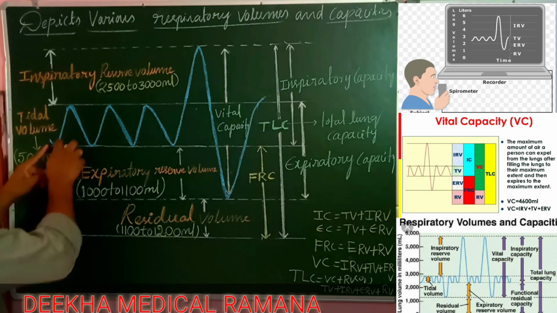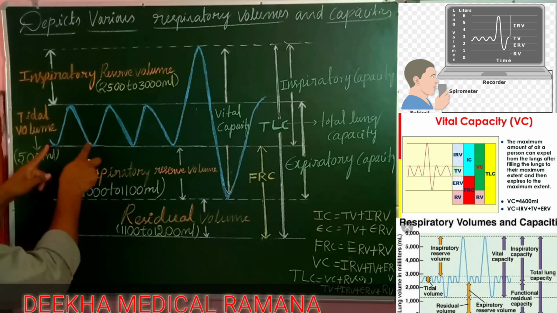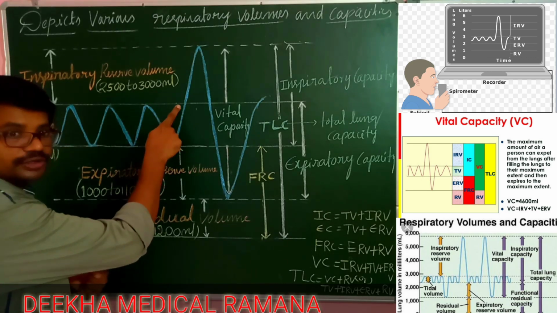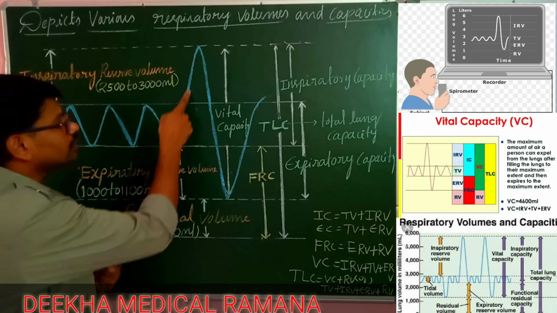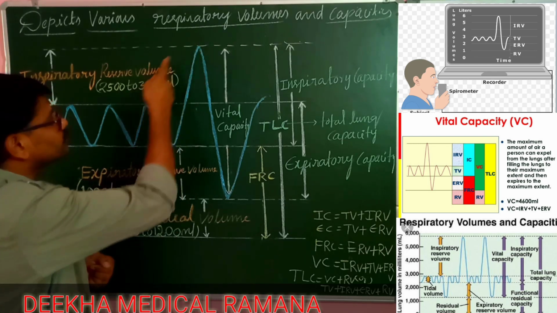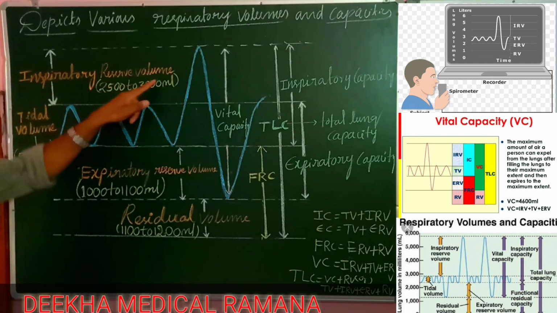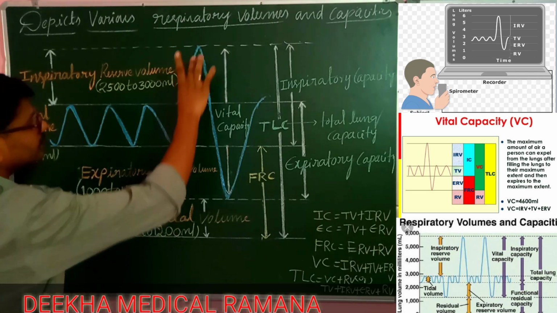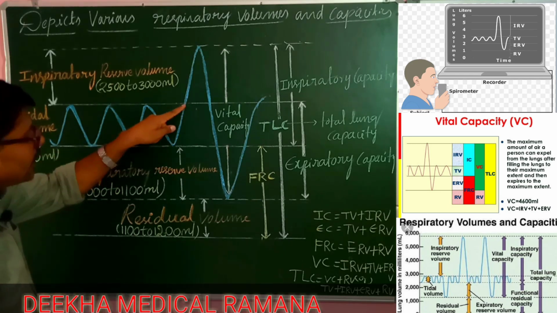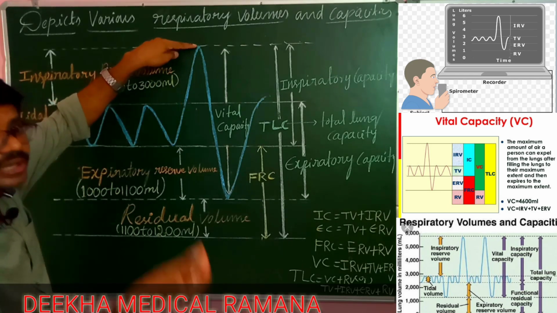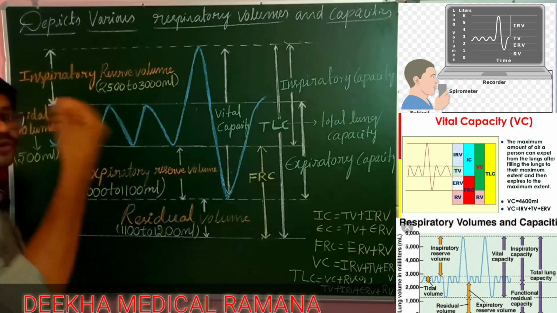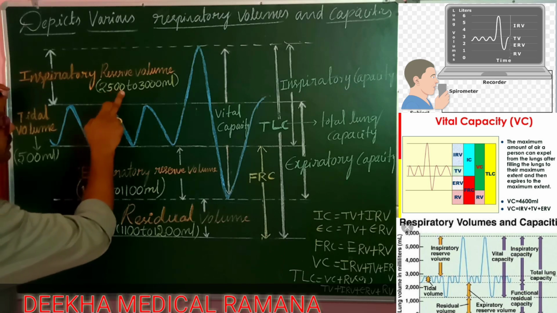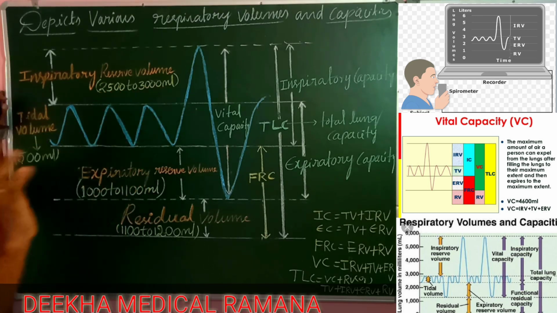Let me explain the inspiratory reserve volume. In normal condition, what happens? Inspiration, expiration, inspiration, expiration. In addition to the tidal volume, the volume of air that can be inspired forcefully is called inspiratory reserve volume. You have to exclude the tidal volume. The excess amount of air you inspire forcefully beyond normal breathing is the inspiratory reserve volume. It is about 2500 ml to 3000 ml, right?